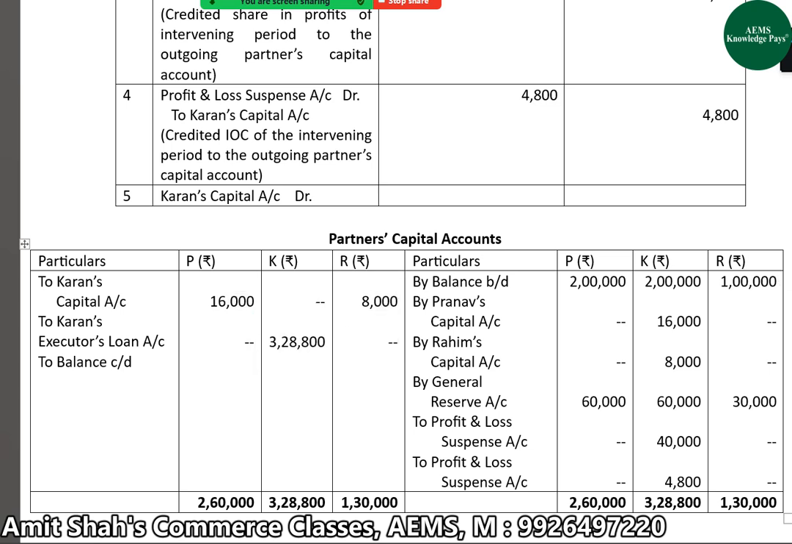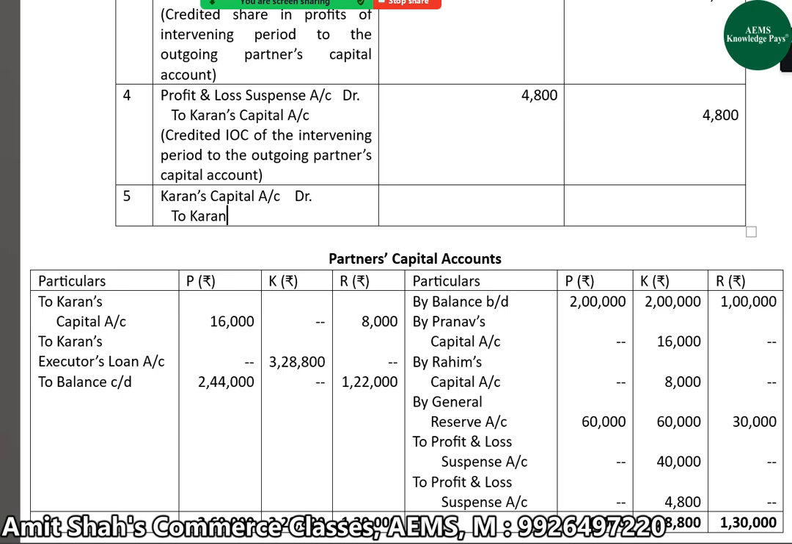And capital balance of Pranav is 2,60,000 minus 16,000, that is 2,44,000. Of Rahim it is 1,30,000 minus 8,000, that is 1,22,000. So for this, now we will pass the journal entry, and that would be current's capital account debit to current's executor's loan account. How much? 3,28,800.